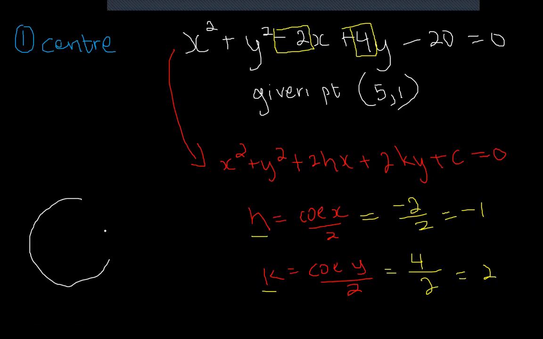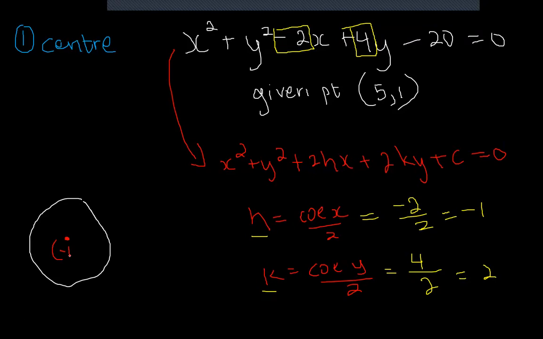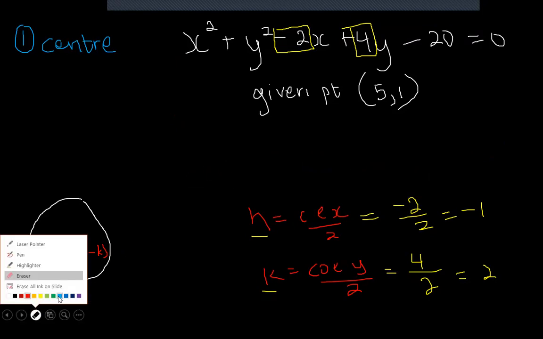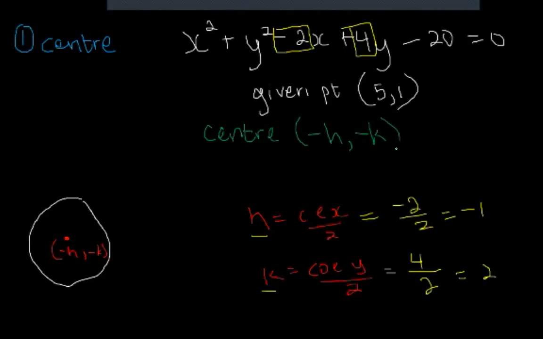We know that the center, let me use red, the center, this dot here, has the coordinates minus h and minus k, right? So let me erase something. Let me erase this. We know the center has the coordinates minus h and minus k. So center has the coordinates minus h and minus k.